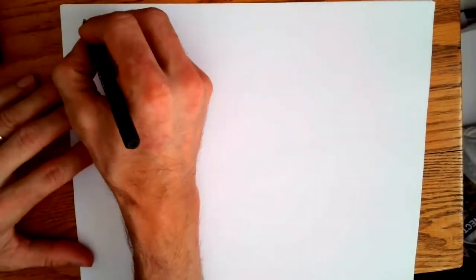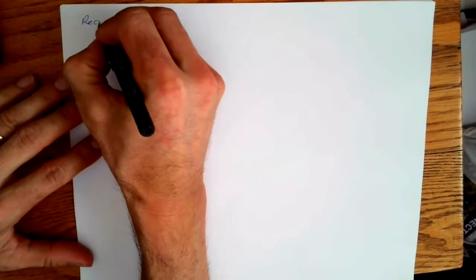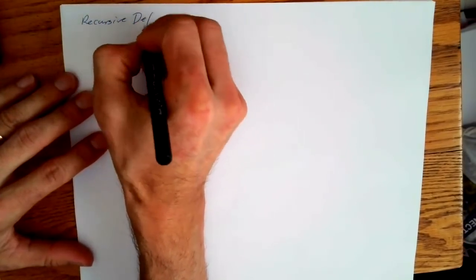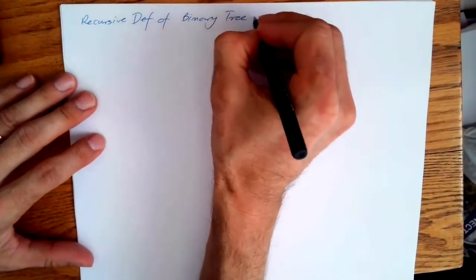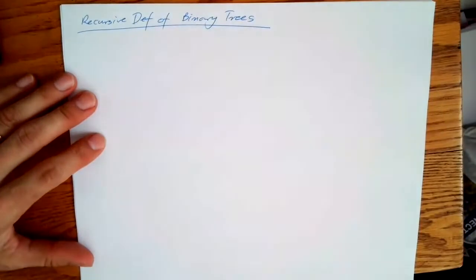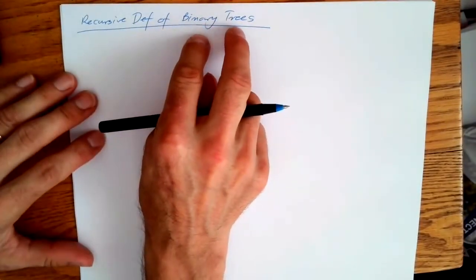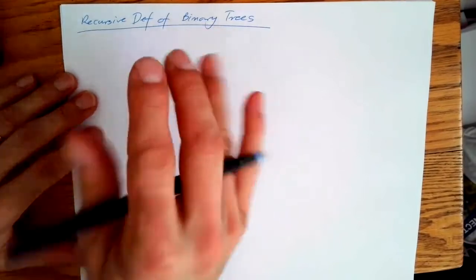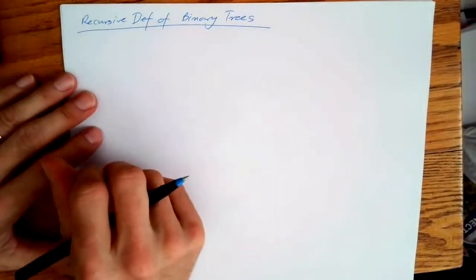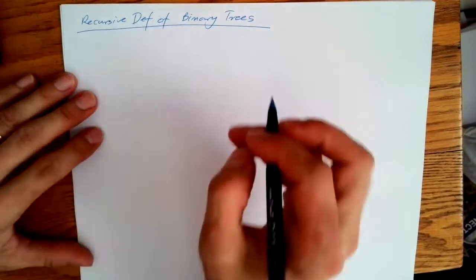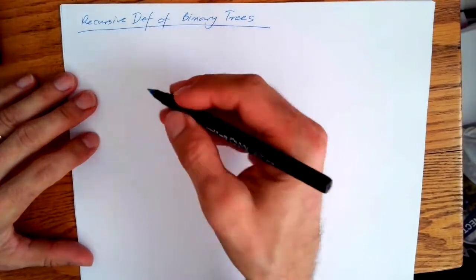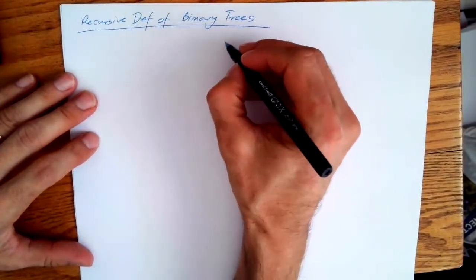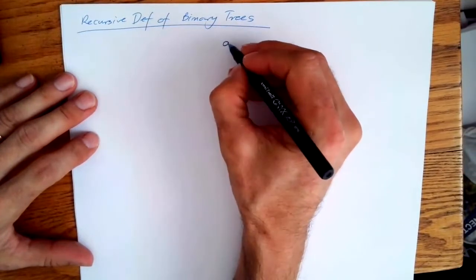But let's generate a new class of objects. Let's show a recursive definition of binary trees. Okay. Now, binary trees, there's many subclasses of binary trees, but let's give one. Binary trees are sort of graphs with an extra structure and some constraints.